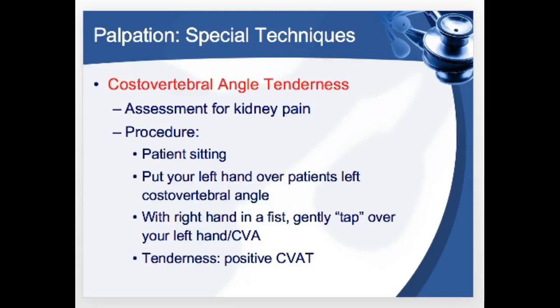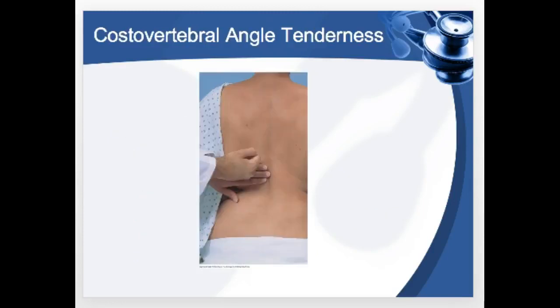The CVA tenderness, again, we talked about that. It's for kidney pain or for a urinary tract infection that you are concerned might have migrated from the bladder up the ureters into the kidneys and become more of a pyelonephritis or a kidney infection at that point. So you have the patient sitting, you put your hand over the costovertebral angle, and then you lightly tap or pound on your hand over the CVA. So here's a picture of that. You're protecting the area with your hand, and then you're lightly pounding.